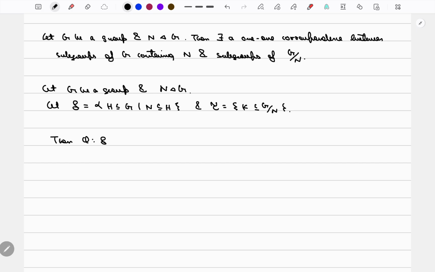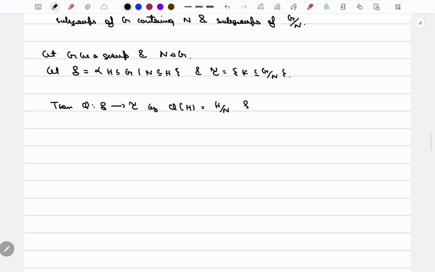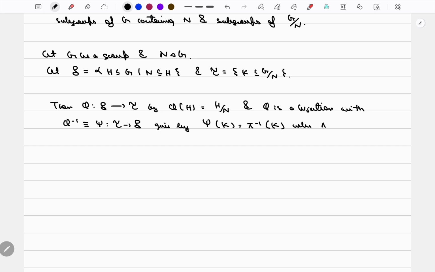So we have a map from S to tau by phi taking H to H mod N, and this phi is actually a bijection with phi inverse, which we can take to be, for example, psi, a map from tau to S, given by psi of K is just the fiber of K, the projection fiber of K, where pi from G to G mod N is the natural projection.